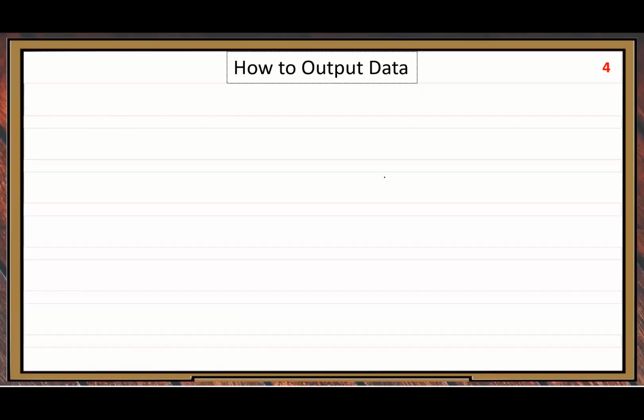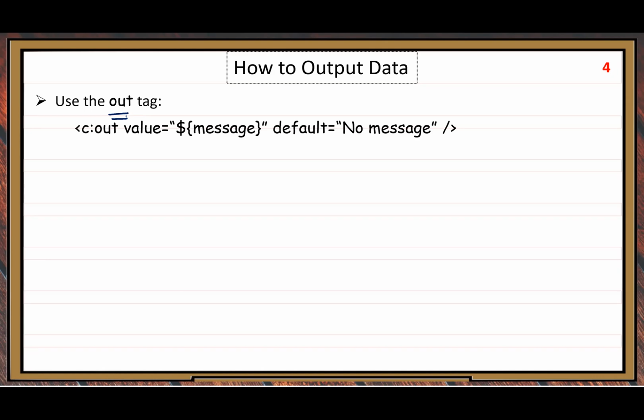Okay, all right. Let's look at the example. Use the out tag. When you do output, you use the out tag, but you need to give the prefix c:out when you want to output some data value. So this is the example. A tag here, you need to use the tag. So the tag is the c:out tag.